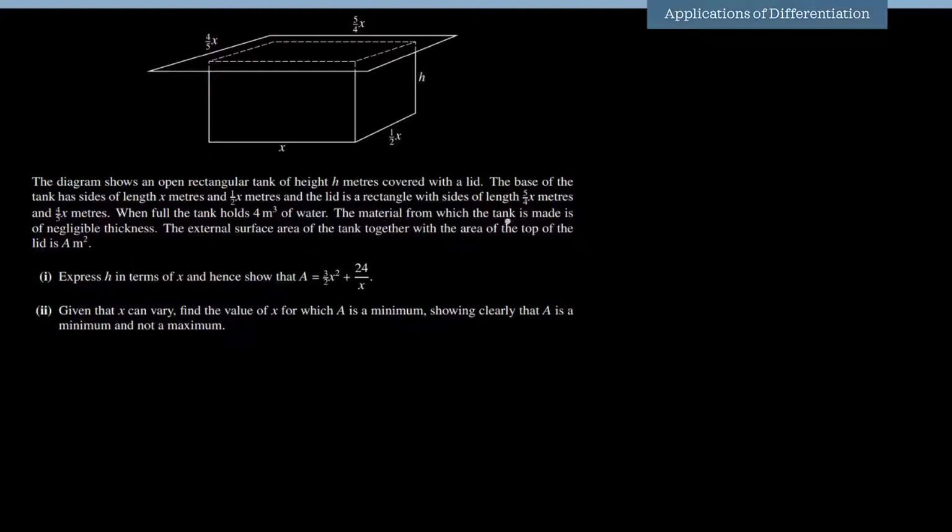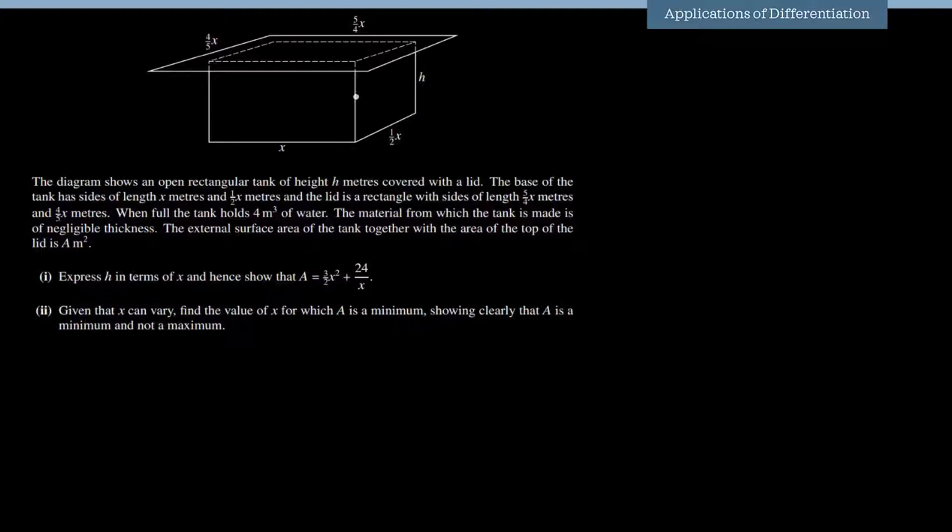The material from which the tank is made is of negligible thickness. The external surface area of the tank together with the area of the top of the lid is A meter square. In the first part of the question, I need to express h in terms of x and hence show that the area is equal to 3 upon 2x square plus 24 upon x.